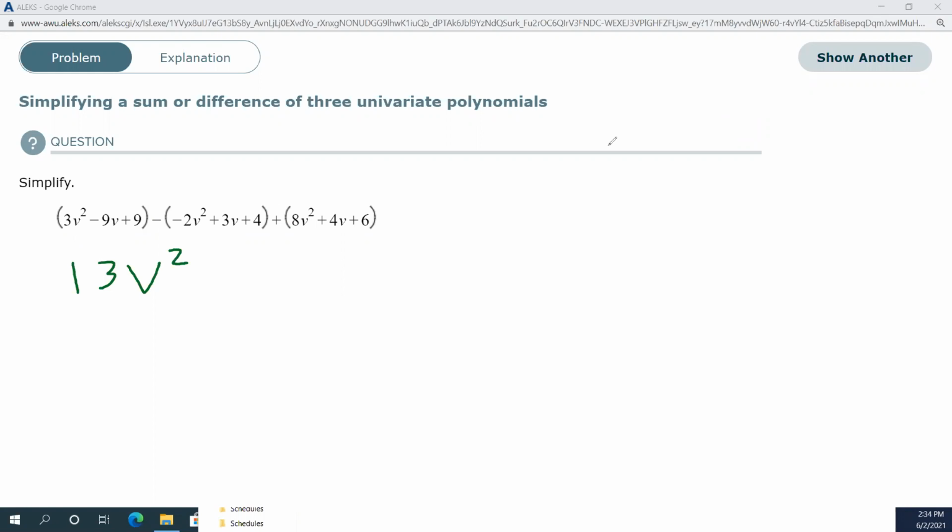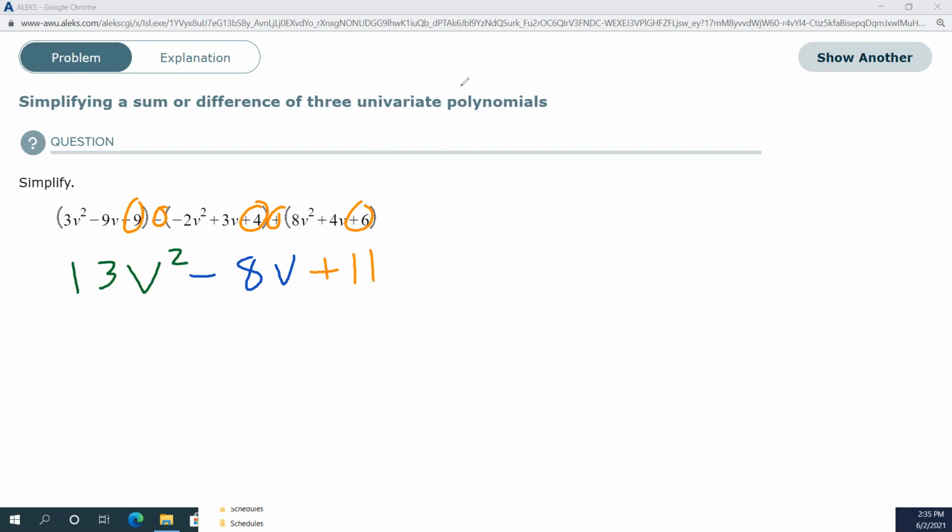Okay. What about -9v minus 3v, that's -12v, plus 4v. So that would bring us up to -8v. And the last one is, let's see, 9 minus 4, that's 5, plus 6. 5 plus 6 would be 11, I guess. So that's how it goes.